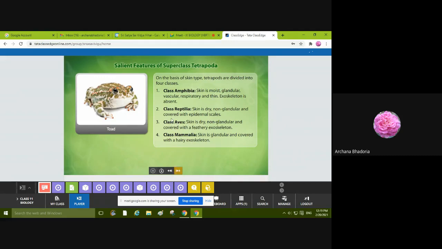Now we take up the next class, that is Reptilia. What type of skin do the reptiles have? The skin is dry. So remember here the snake and the lizard. Skin is dry, non-glandular. They do not have any glands, that's why it is dry. Covered with epidermal scales, so it is rough, children. Why? Because they have the epidermal scales.